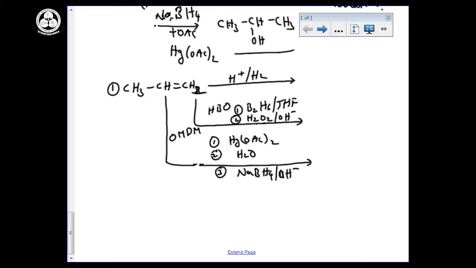Tell me the answer. First, acid catalyzed hydrolysis can follow the Markovnikov rule. Now tell me the answer as per Markovnikov rule for CH3 CH=CH2. What is the Markovnikov rule? Hydrogen is attached to the double bond carbon having more number of hydrogens, and the remaining OH will be here. Hydroboration oxidation follows the anti-Markovnikov rule, and oxymercuration and demercuration follow the Markovnikov rule.